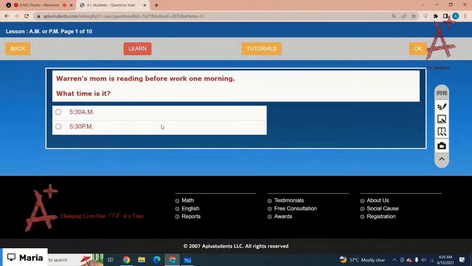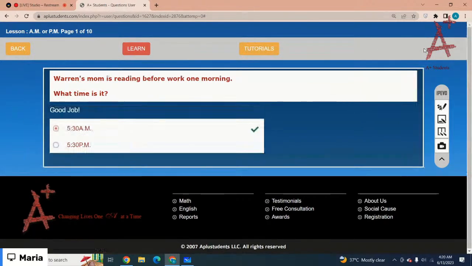Okay. Warren's mom is reading before work one morning. What time is it? It is morning. Morning means before noon. So before noon it would be PM or AM. Before noon it would be AM and afternoon it would be PM. So she's reading the book in the morning. It would be 5:30 AM, not PM. Just listen to the question, understand the question and then answer.